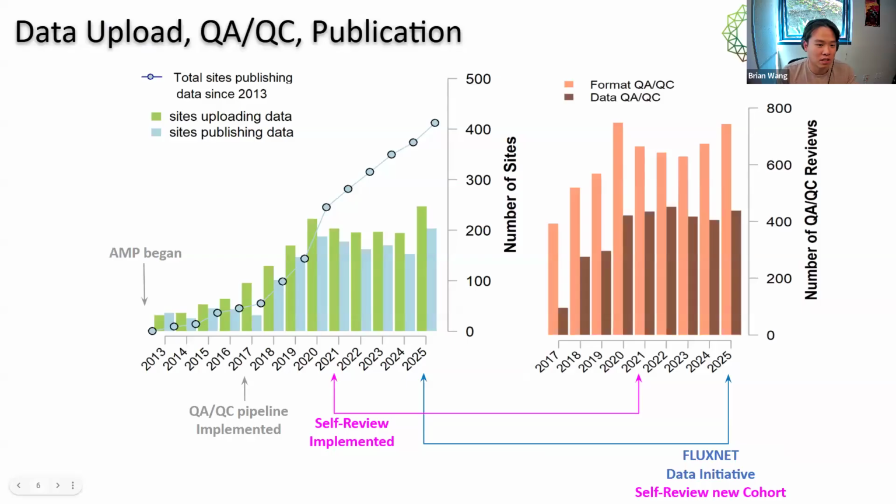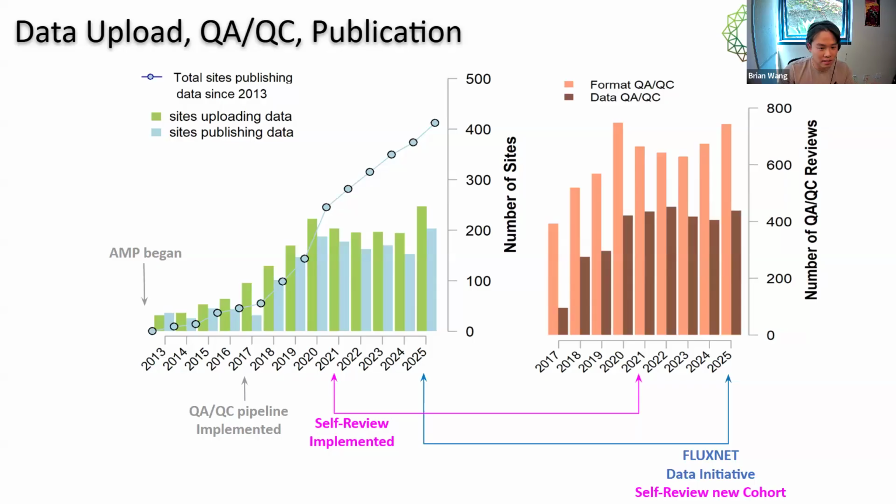To provide a little bit more context, the graph on the left shows the total sites publishing and uploading data since 2013. And the plot on the right shows the total number of QAQC checks AMP performed throughout the years. And as you can see on both graphs, the network has grown pretty significantly since 2013. Particularly after 2017, we saw an increasing number of sites uploading data, and the implementation of the QAQC pipeline that we have in place currently allows AMP to keep up with this volume.